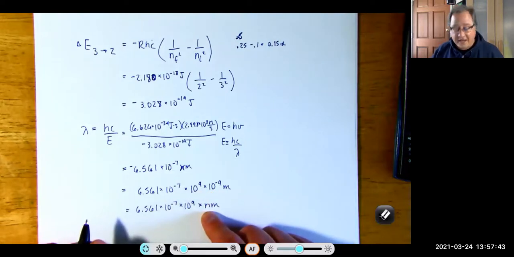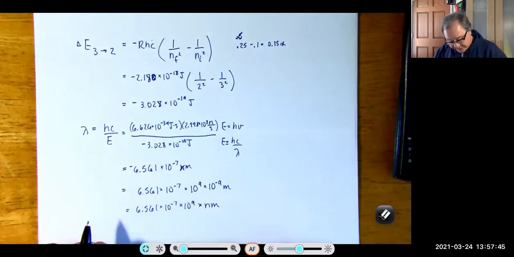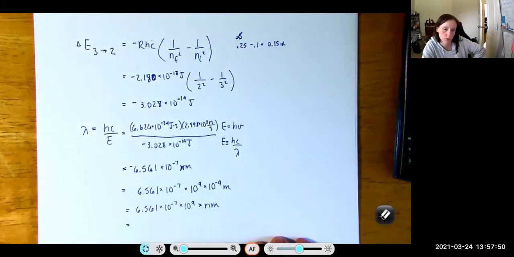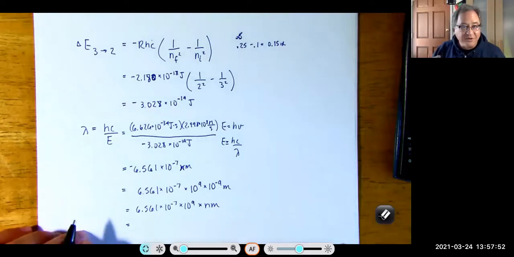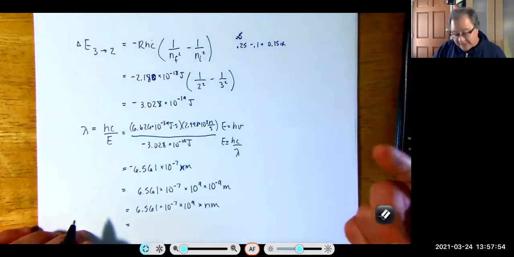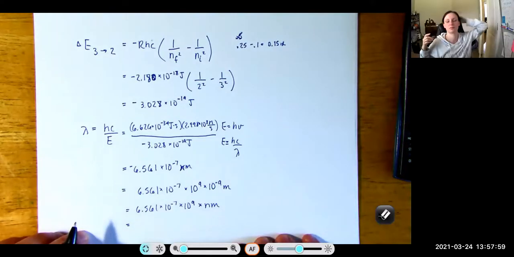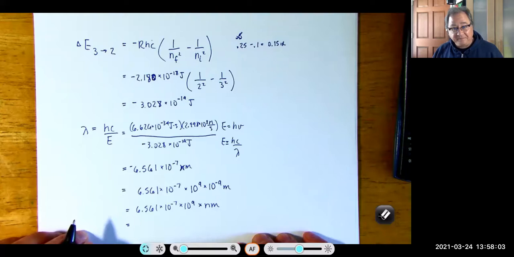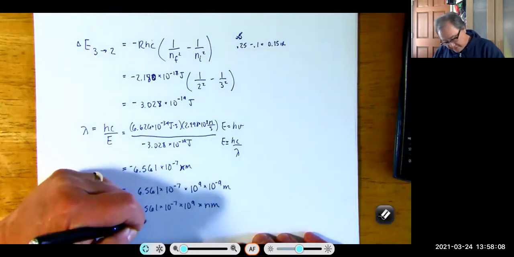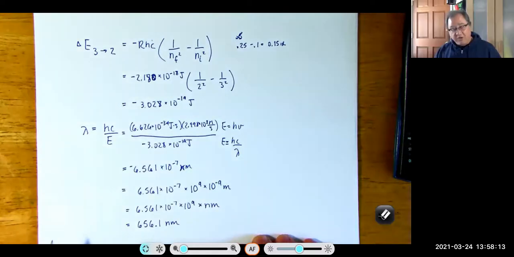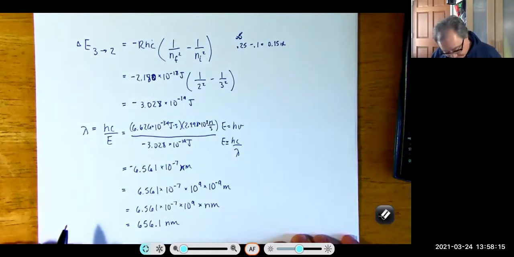Yeah. Okay. So what's 10 to the minus 9 times 10 to the 7? 10 to the 2. Actually, I said that the reverse of what I should have said. What's 10 to the minus 7 times 10 to the positive 9? Positive 2. 10 to the positive 2. Or 100, right? Yeah. What's 100 times 6.561? 656.1. Okay. So what region of the spectrum is that in?